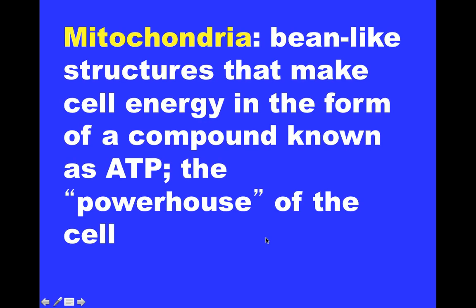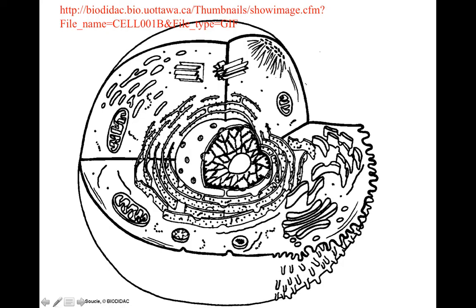The mitochondria is a bean-like structure that makes cell energy in the form of a compound known as ATP. And we're going to talk about that later on. The mitochondria is the powerhouse of the cell. And this ATP that it's making, you can think of kind of like gasoline. So the mitochondria is almost like an oil refinery in that it's turning the food that you eat into the gasoline that will run your body, this ATP. So it's supplying power for your body. Here we see the mitochondria right here. You can see how they're all wrinkled on the inside. There's one over here, and one here.